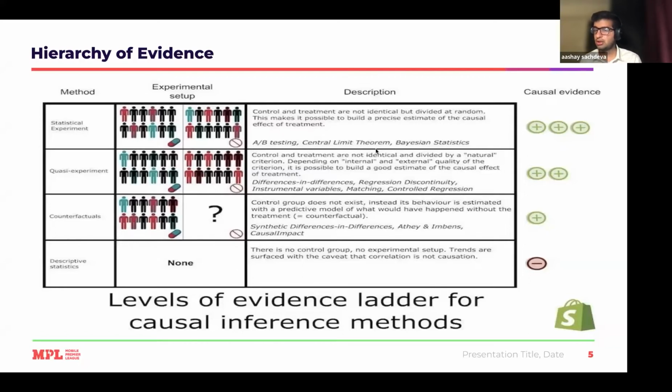Does anybody know what a counterfactual is? Okay, so a counterfactual is generally, let's assume we already have a group and we make an intervention to that group. A counterfactual is usually an alternate reality, such that if the intervention had not happened, how the metrics would have looked for that specific group. So that's a counterfactual.